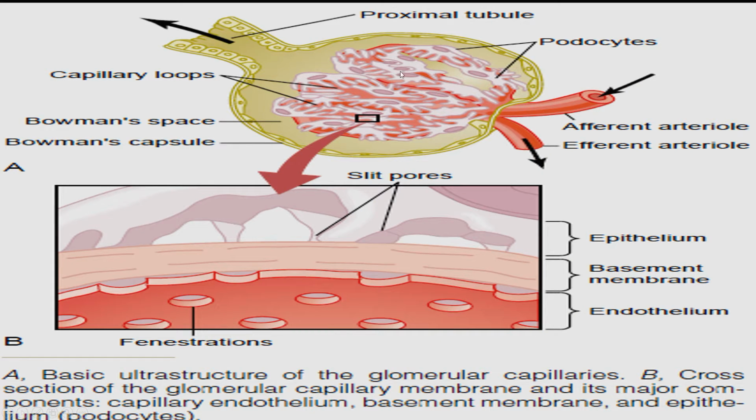There is the glomerulus. The glomerulus is located in the Bowman capsule. The glomerulus is composed of capillaries.